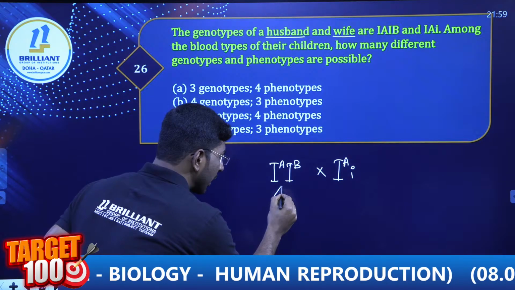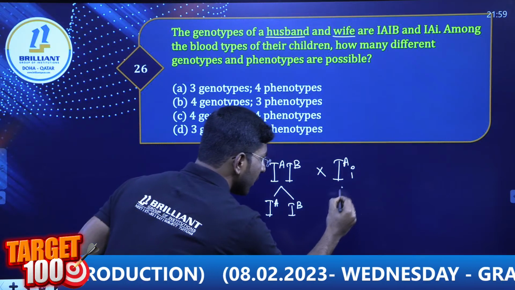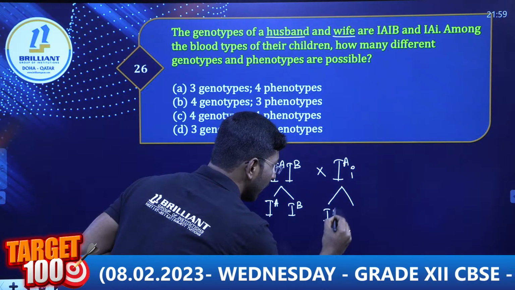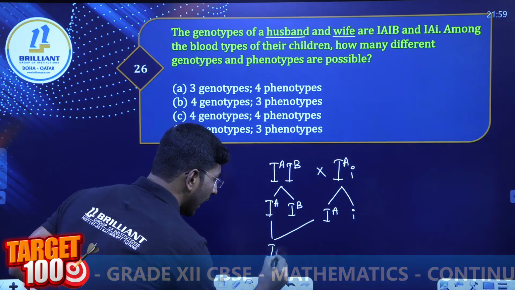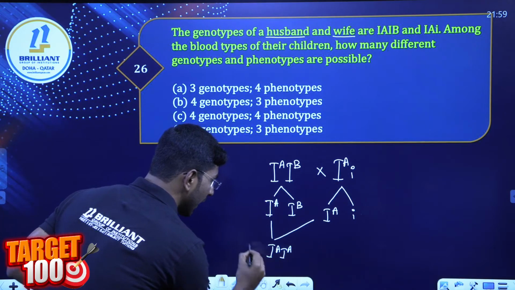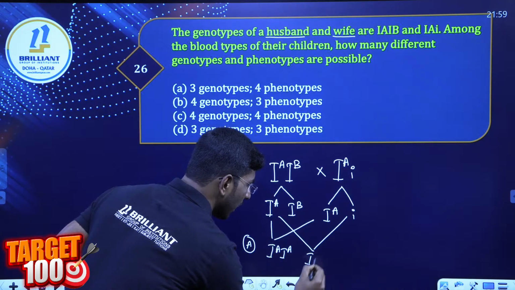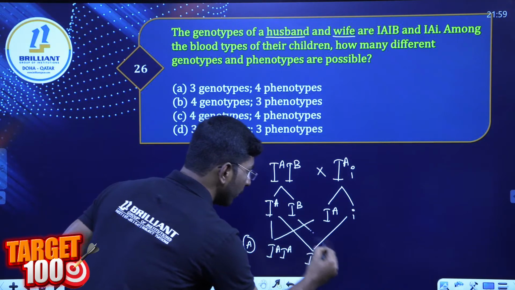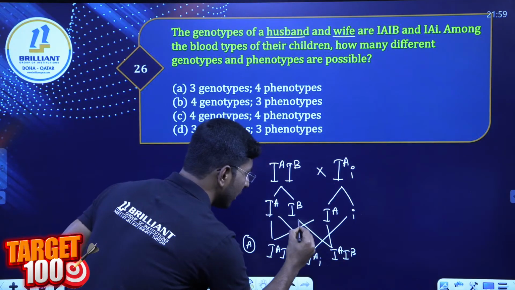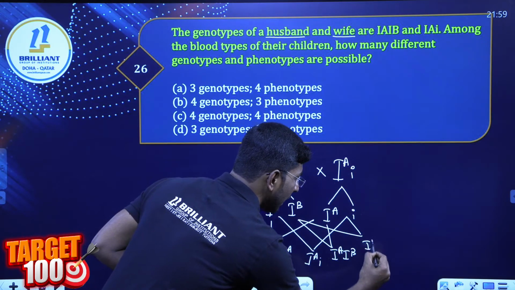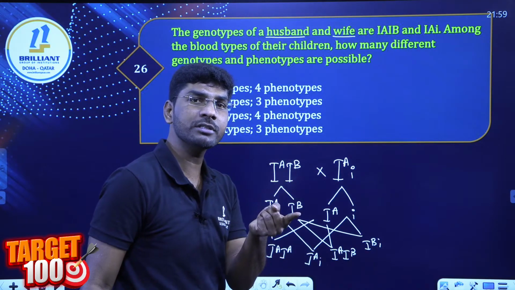Now I can write here two types of gametes, IA and IB. From the wife I can take IA and small i. Now IA IA means A blood group. Next, IA i, again A blood group. IA IB is AB blood group. And IB i is B blood group. Can you please tell me how many phenotypes?